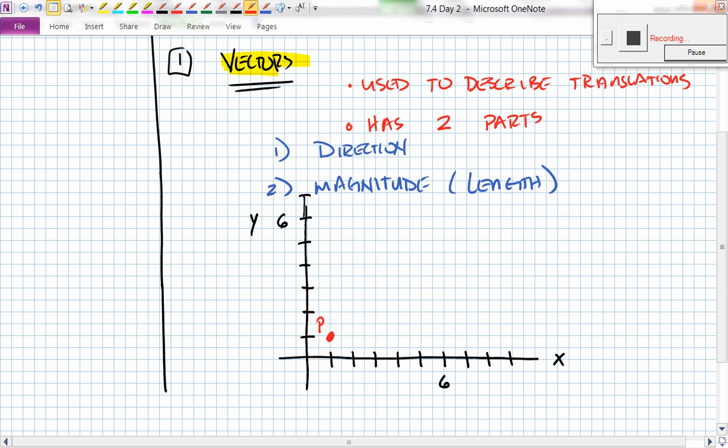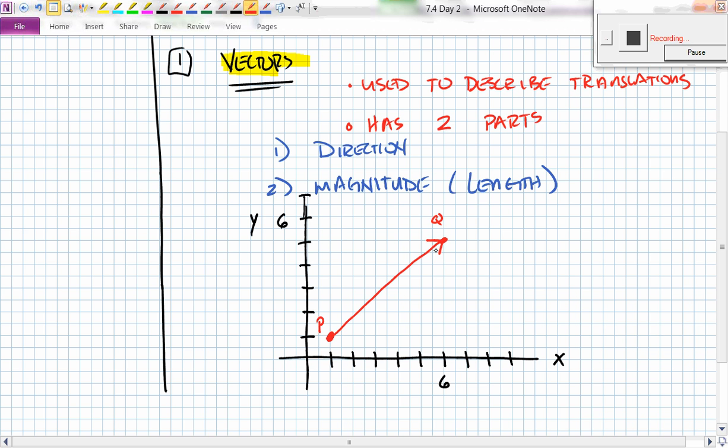Let's go over to 6, 5, and let's call that point Q. 6, 5, and call that point Q. Okay, so I've got 2 points in the plane, P and Q. Let's draw an arrow that goes from P all the way to Q.